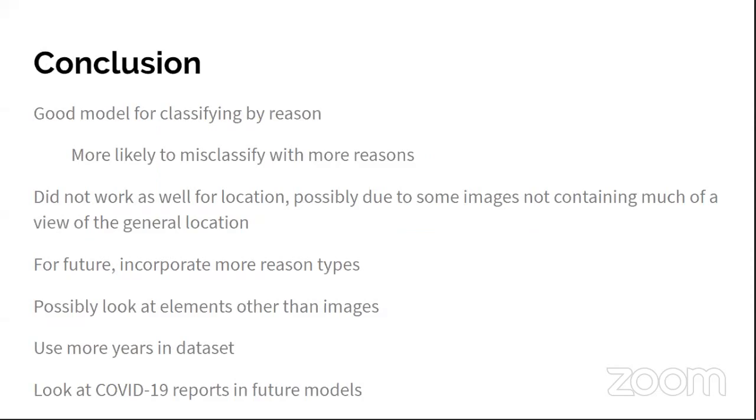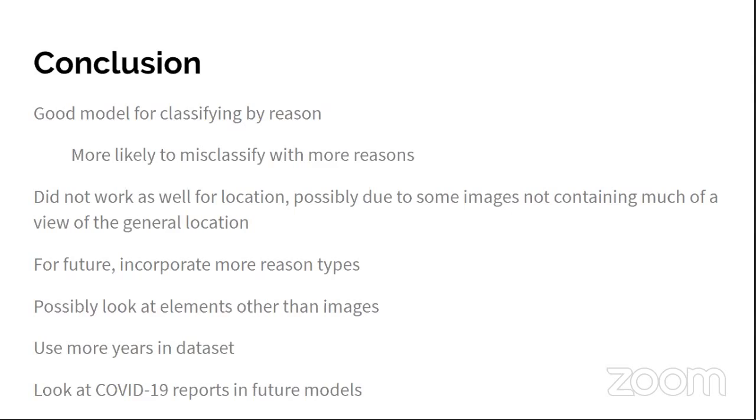Okay, so overall, we came up with a pretty good model for classifying the reason for the issue, although it was more likely to misclassify when we added more reasons. It didn't work as well for location. That's probably because a lot of the images showed mainly just the issue, like it might show a needle on the ground and it doesn't really give the general location that it's occurring in.